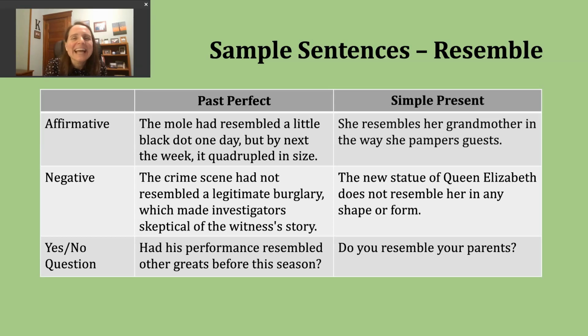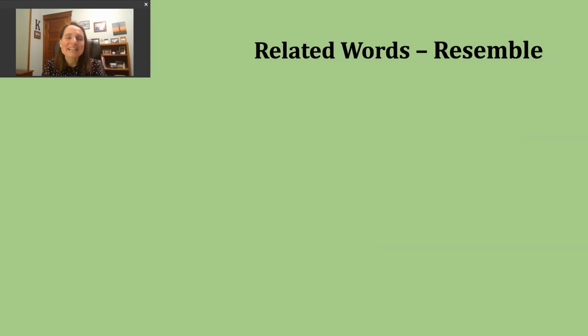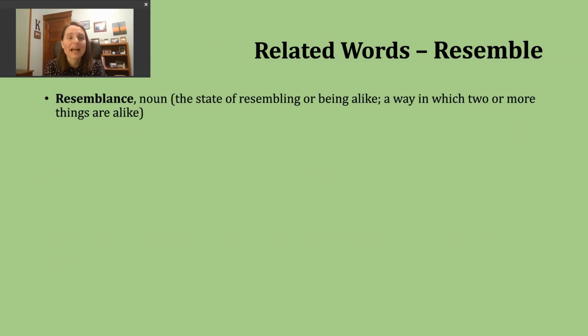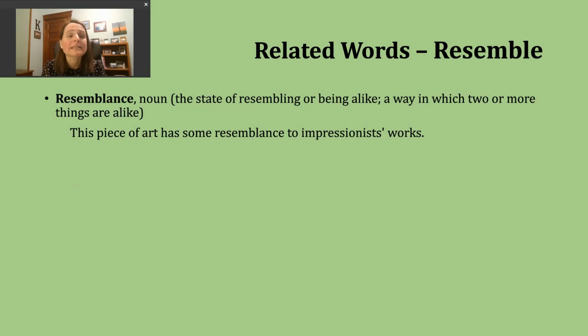So, now let's spend a moment looking at some words that are related to our verb resemble. And I actually used this noun form of our verb earlier when we were looking at phrasal verbs. So you might encounter the noun resemblance. This is the state of resembling or being alike. So an example of this. This piece of art has some resemblance to Impressionist works. So it's saying these things look alike.